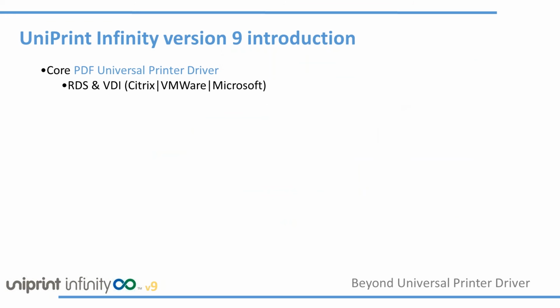All right, since we have only 30 minutes, I'm going to just start right away. This is a series of webinars, or we call it Flashinars, about our latest software, the Infinity version 9. Just to recap, for those of you who don't know UniPrint, our basic platform is our PDF universal printer driver, which has been in existence more than a decade. We serve the market globally in the Citrix server-based computing, and now, of course, the VDI or VMware View or Horizon and Microsoft RDS. So if you have printer driver issues or printer mapping issues, we basically eliminate all those problems.